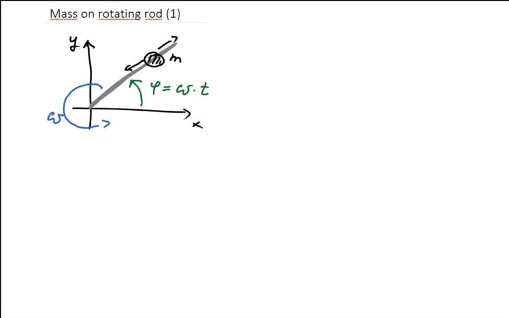Effectively, this system has only 1 degree of freedom, because at any given time we know the position of the rod. It's given by phi equal omega t. And given the position of the rod, the position of the mass on this rod can be specified by 1 parameter only, and we can take for this parameter the distance of the mass to the origin, which I would like to call little r.